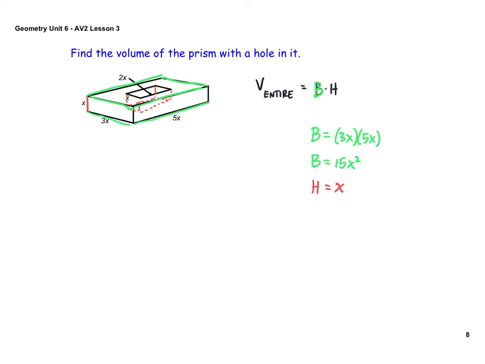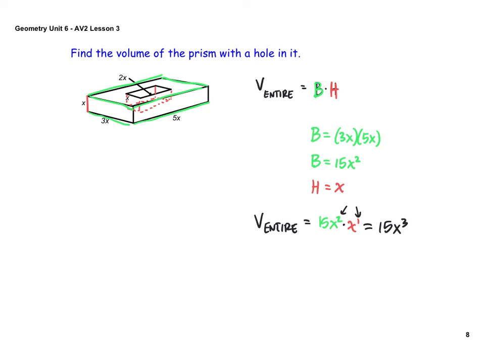Okay, so the volume of the entire prism, prior to cutting out the center of the cake, would be 15x squared times x. So if you know anything about rules or laws of exponents, we know that we would take this 2 and this 1, right, that's x to the first, and we would add those together when we multiply. So we would get 15x cubed.